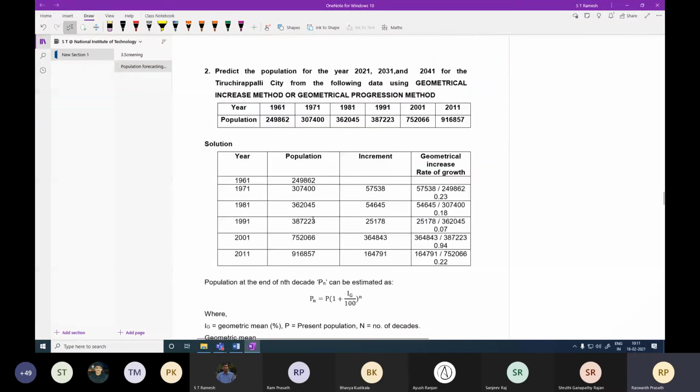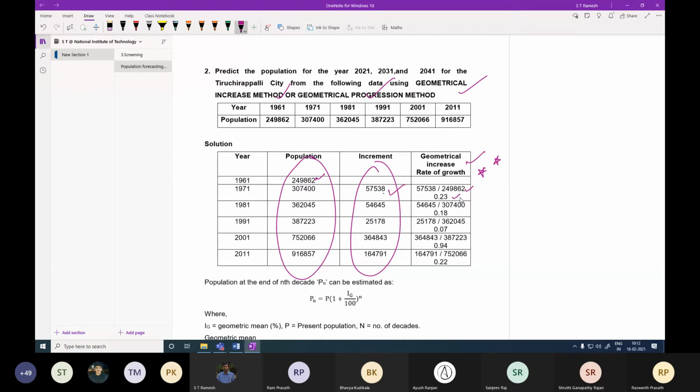Yes, sir. Okay. Second problem, you can use the geometrical increase method, the second method, or you can simply call it the geometric progression method. Same data I'm using, and the increment we have calculated in the previous step. So now you just find out the geometrical increase rate of growth. Please make a note of that. This is important. Geometric increase rate of growth is the increment divided by the initial population of that particular decade. Is it okay? Increment with the population of the decade.